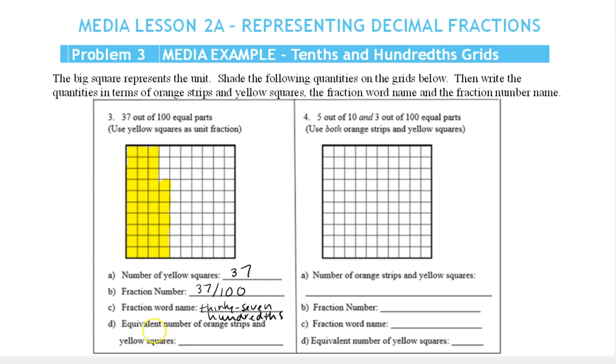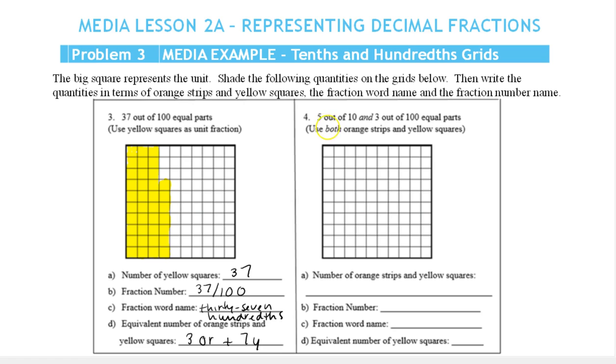And now it asks for the equivalent number of orange strips and yellow squares. So we're going to think if we wanted to use the minimum amount of pieces, we would want to use as many orange strips as possible, and we would use 1, 2, this would be 3 orange strips. I'll just put 3 orange. And here we couldn't use a full orange strip, we would have to use 7 yellow squares. So 3 orange and 7 yellow, Y for yellow. Okay, so that's an equivalent way of thinking about this.